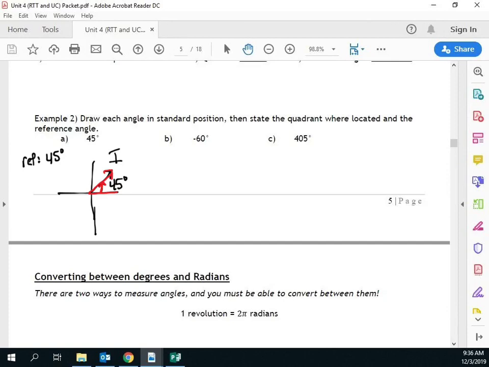Negative 60. Now, guys, it's important for you to draw the arrow that I'm doing there because it shows you the path of how you got there. So we have our standard position. So we start here. Then we go negative 60 degrees. What would be the reference angle here, guys? 60. What quadrant are we in? Fourth.